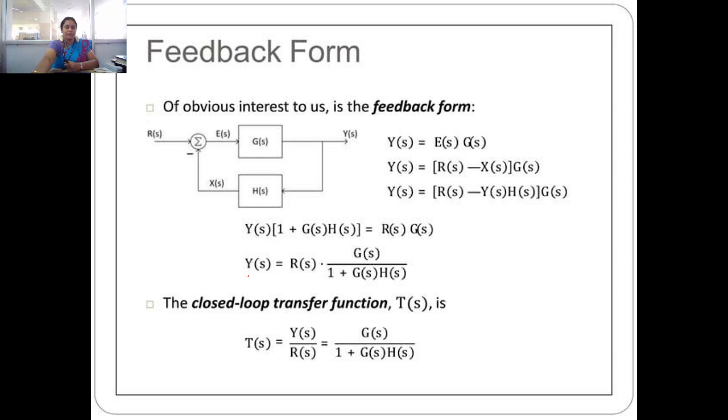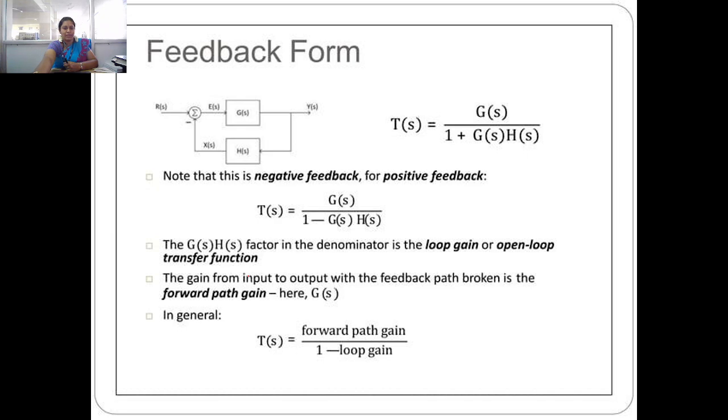Here we have to find the transfer function, that is Y of s divided by R of s, called the transfer function T of s. To find it, it is G of s divided by 1 plus G of s into H of s. This is your negative feedback control system. And next one is the positive feedback control system. Here your transfer function is reversed, that is G of s divided by 1 minus G of s into H of s.